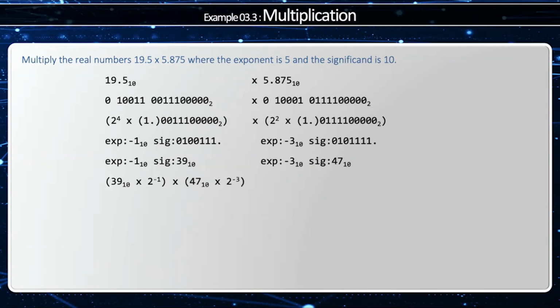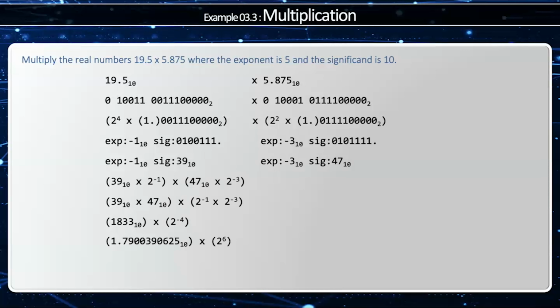So we can represent these numbers as 39 times 2 to the negative 1 times 47 times 2 to the negative 3. Using the commutative property of multiplication, I will move the significands over to the left and the exponents to the right. I will multiply the significands and I will add the exponents. And from here, I got to canonicalize it by moving the decimal point back over to the left. So 1,833 becomes 1.7900390625 times 2 to the 6. So I had to move the decimal point to the left by 10 slots.